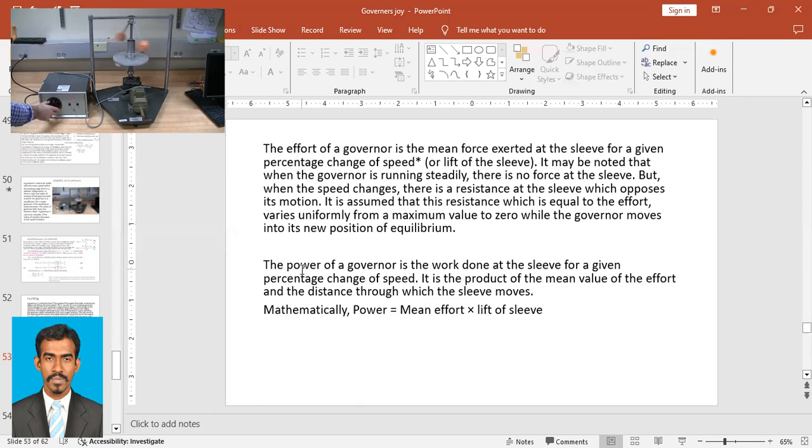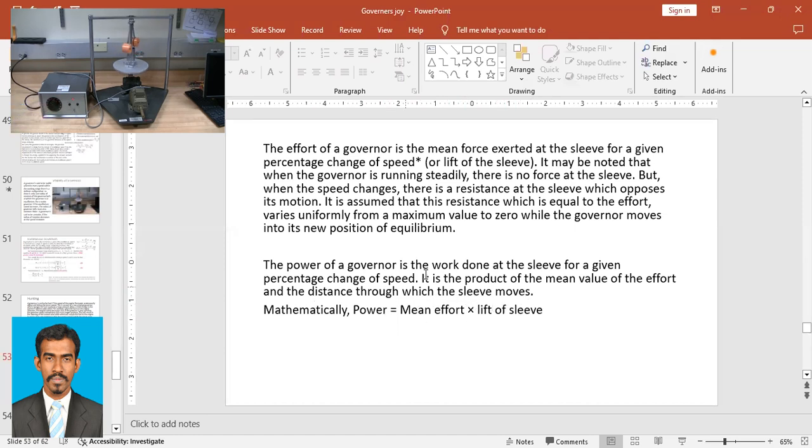Then we have the power of the governor. The power of the governor is the work done at the sleeve for a given percentage change of speed. We know work means force into distance. So we have a force here, that is the effort, into the moving distance. So here we need to consider the moving distance also. It is the product of the mean value of the effort and the distance through which the sleeve moves.